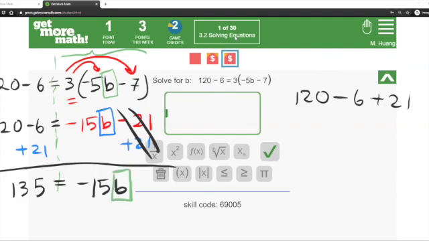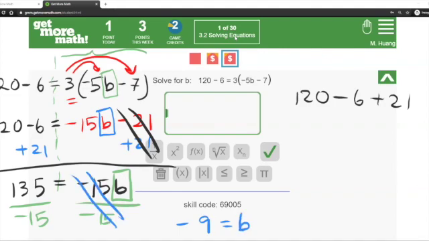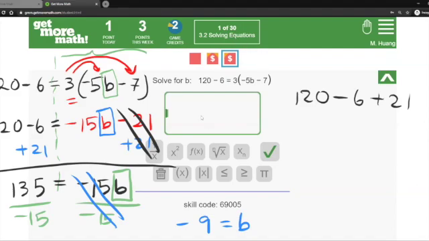One last step, not add 15. We are going to divide negative 15 on both sides. So 135 divide 15. Your answer is negative 9 equals to b. Please keep the variable on the same side that it was. It'll cause less confusion. Okay, so negative 9 equals to b.